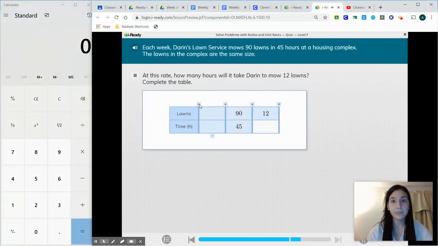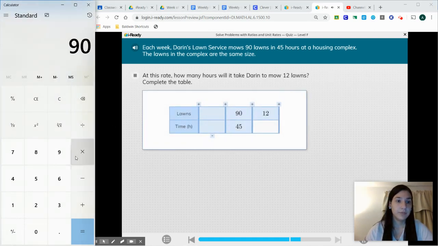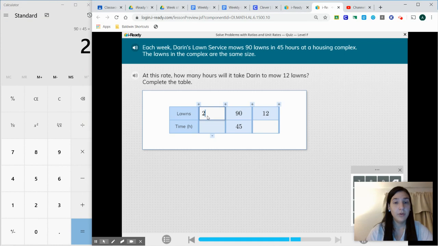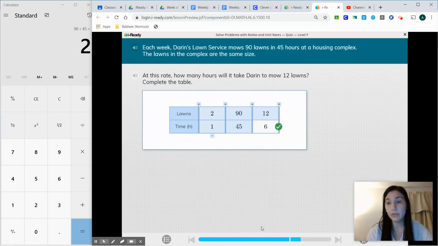At this rate, how many hours will it take Darren to mow 12 lawns? So if we complete the table, find our unit rate, we see that it takes them 1 hour to mow 2 lawns. So now to go from 2 over to 12, we multiplied by 6. So to get from 1 over to here, we multiplied by 6. So it's going to take them 6 hours to mow 12 lawns.